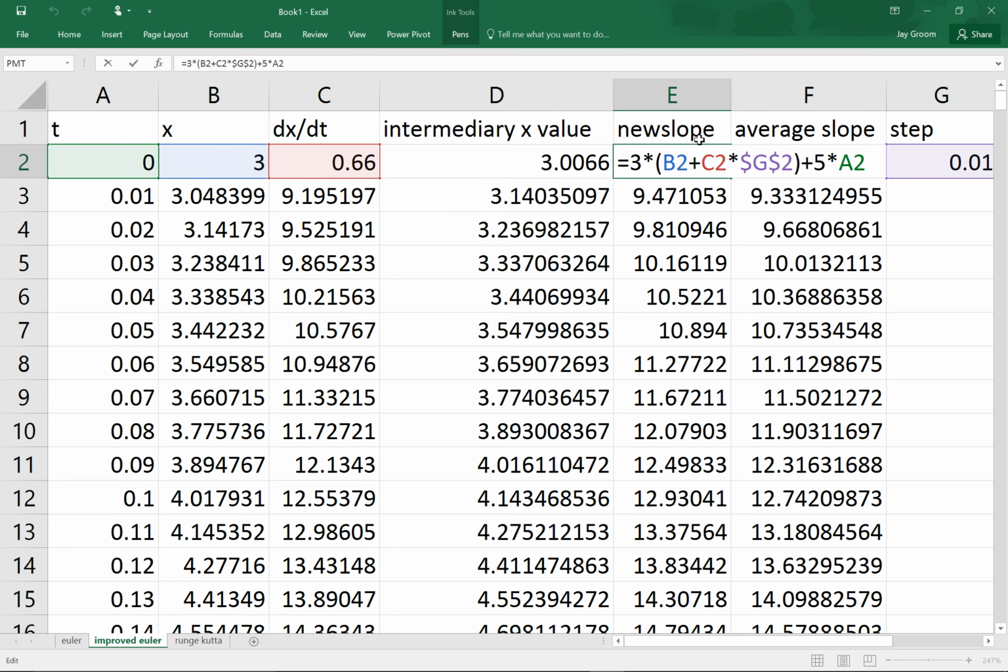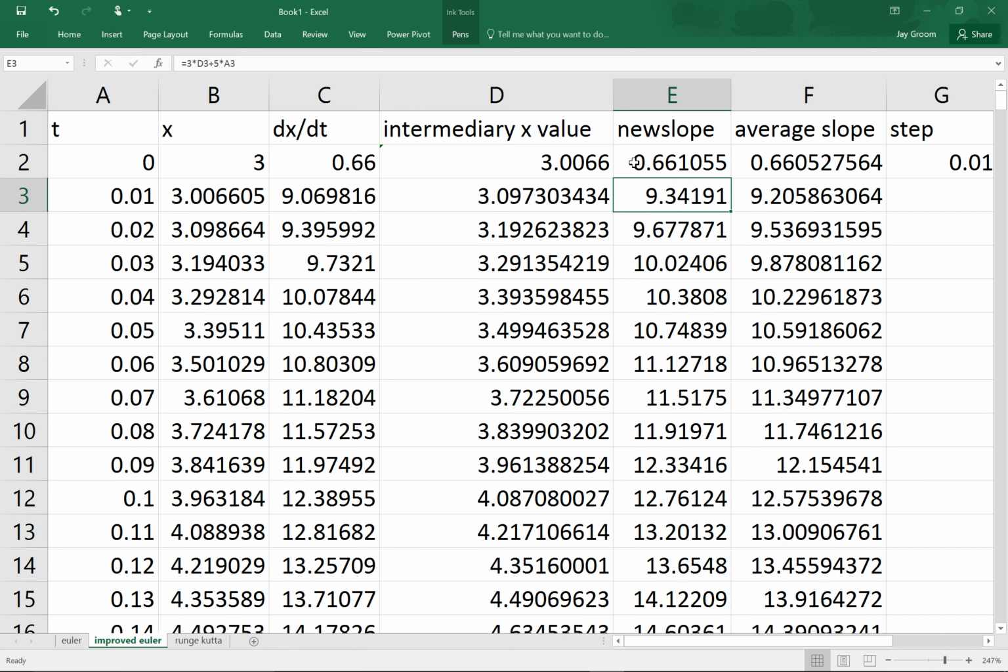And then this new slope, again, this is the way I have it set up. This is wrong, right? Because that needs to be this formula. It needs to equal 0.02 times the new x value, times 14 minus that new x value. Okay, if you're going to do it this way. Now, hit enter there, and then I'm going to copy this one down.